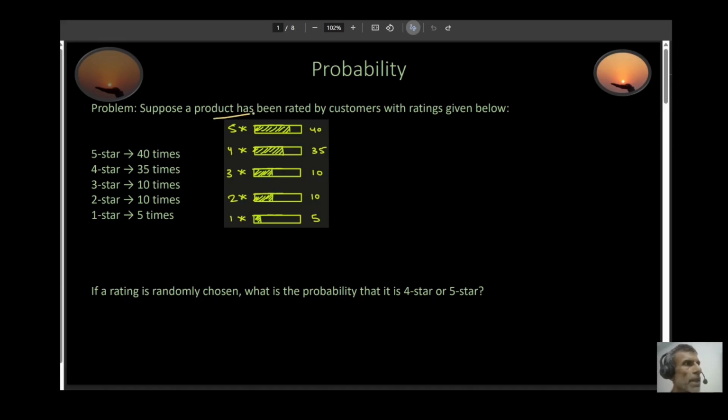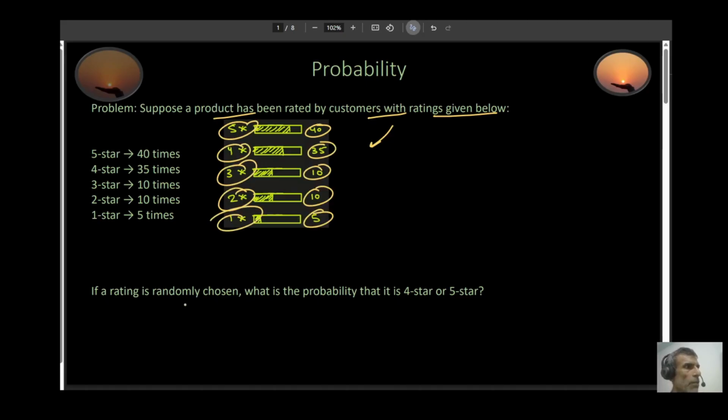Suppose that a product has been rated by customers with the ratings given below. So 40 people gave 5 star, 35 people gave 4 star, 10 people gave 3 star, 10 people gave 2 star, and 5 people gave 1 star. So if you choose one of the ratings randomly from this set, what is the probability that that rating is going to be 4 star or 5 star?